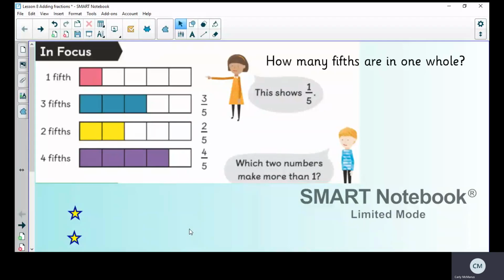Morning. For today we're adding fractions. I just wanted to explain to you what one whole looks like as a fraction.